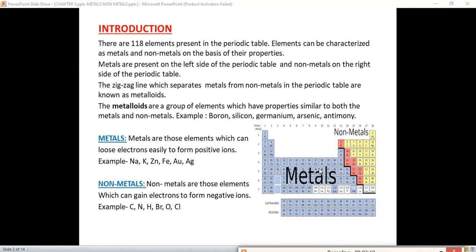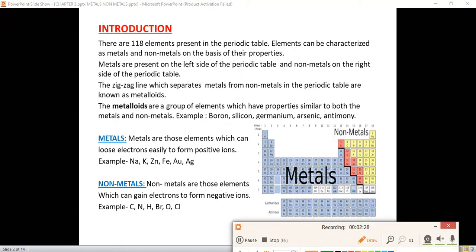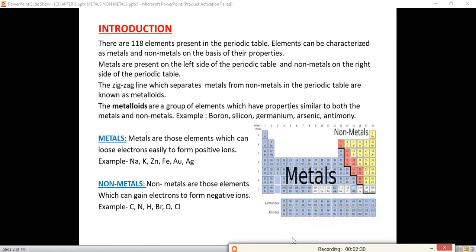You can see this periodic table. All the metals are present on the left hand side of the periodic table and all the non-metals are present on the right hand side of the periodic table. You can see a zigzag line which separates metals from non-metals. The elements which are present on this zigzag line are known as metalloids.